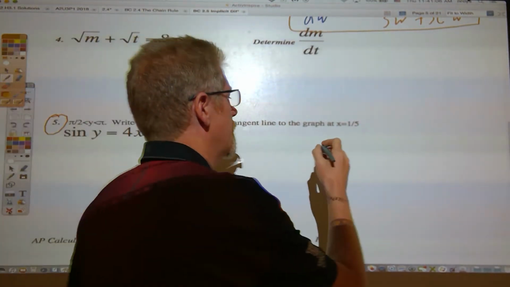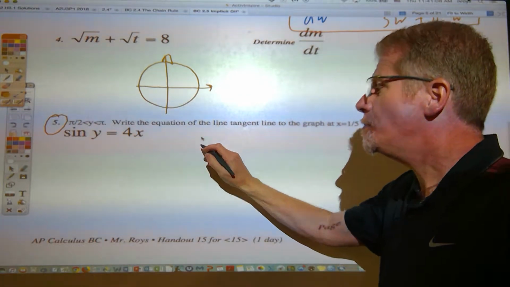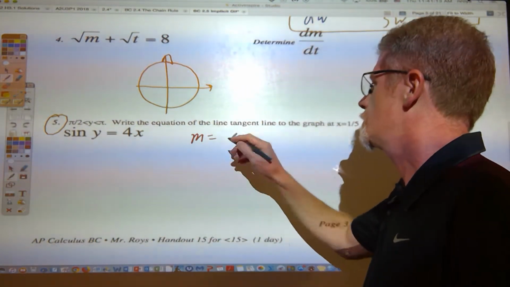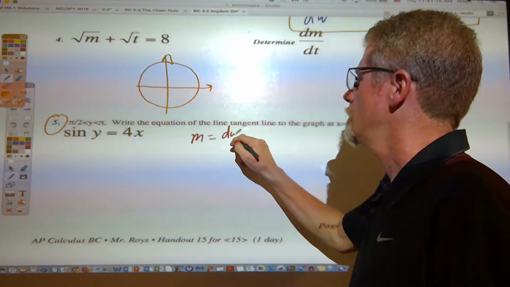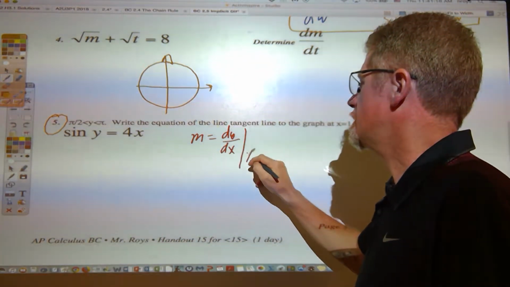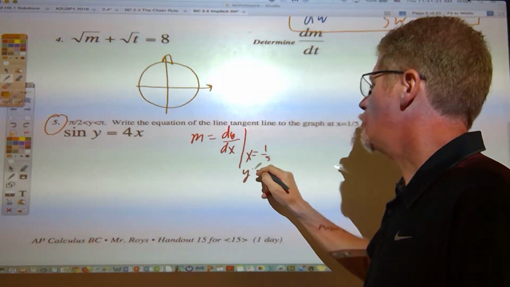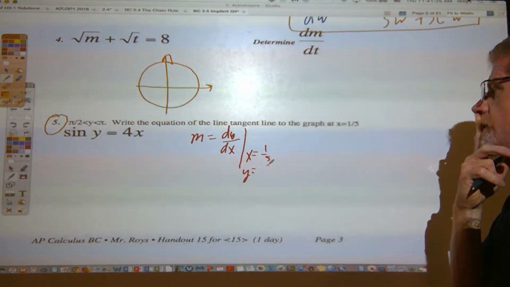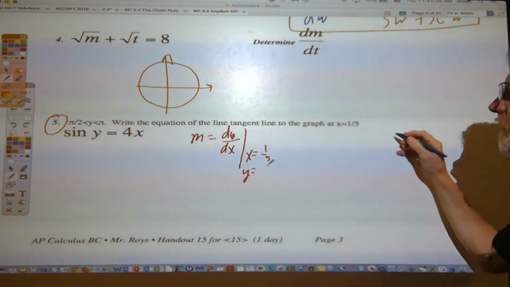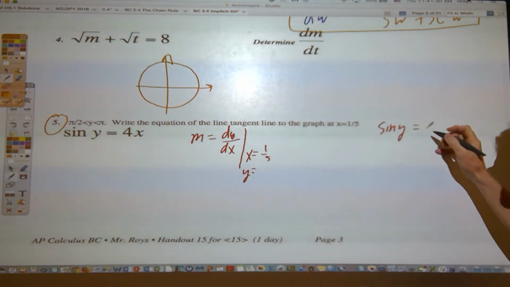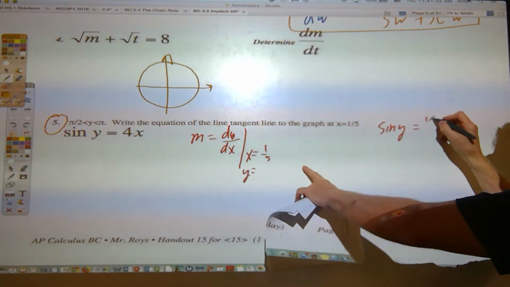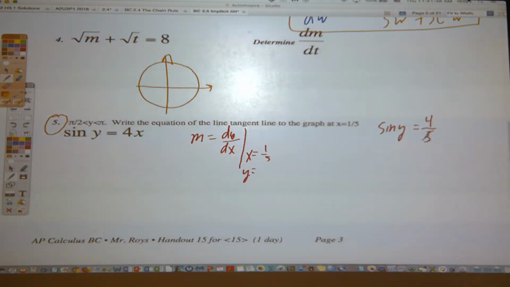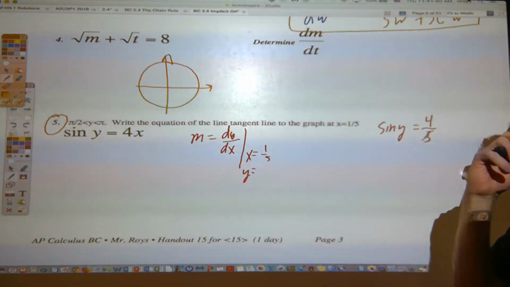Although, what's the point? Let's plan ahead. The slope will be dy dx evaluated at x equals 1/5 and y equals, boy, we better find out what y is because we're going to need that later. Let's just do that right now. Scratch work. Sine y equals 4 times 1/5, or 4/5. Okay, so sine y is 4/5.